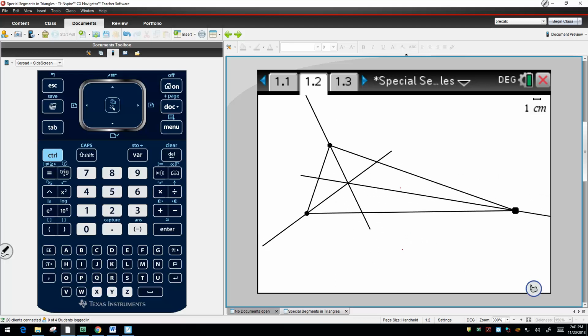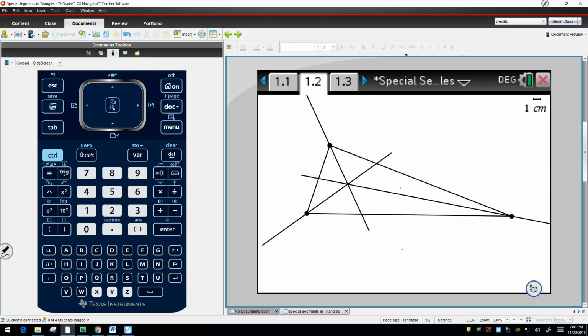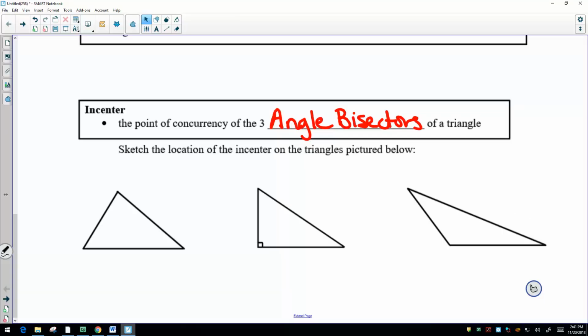And it's never going to be on. So this is different from the perpendicular bisectors, that circumcenter, and the fact that this point of concurrency is always inside. So every single one of these triangles down here, we are going to say it is always inside. The incenter is inside the triangle always.